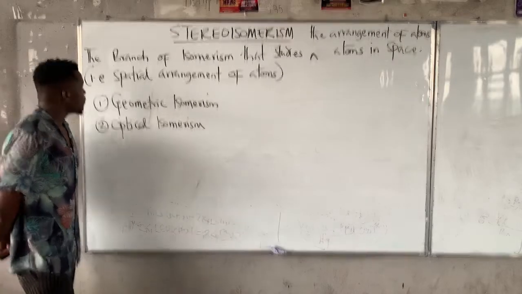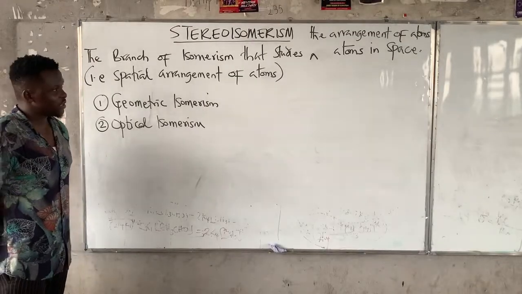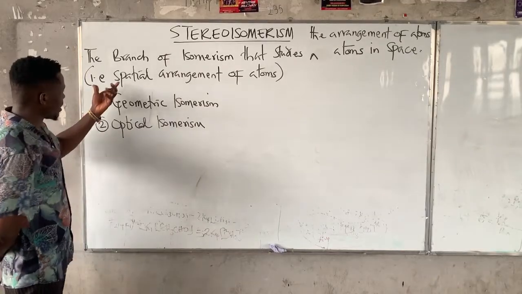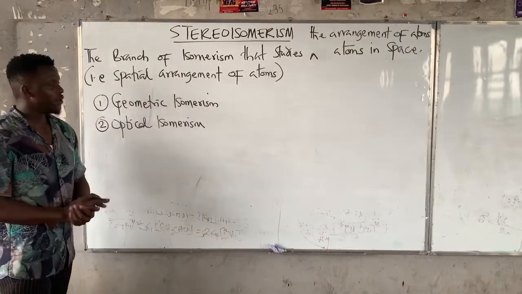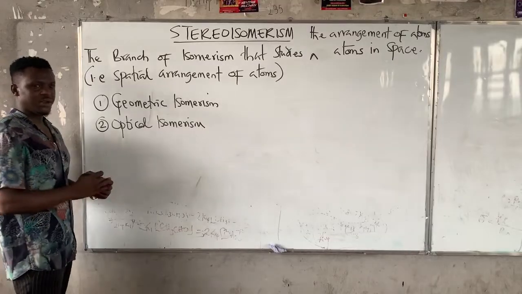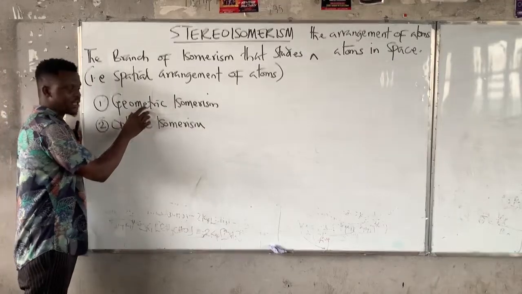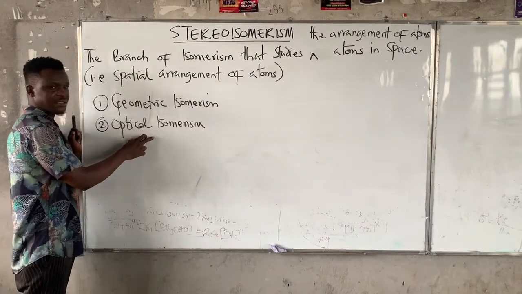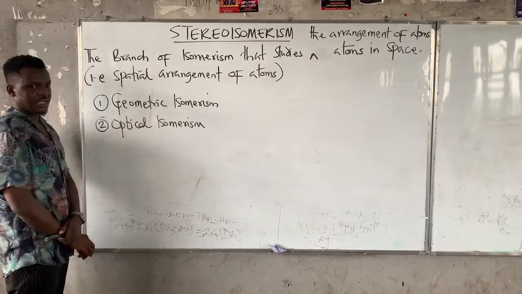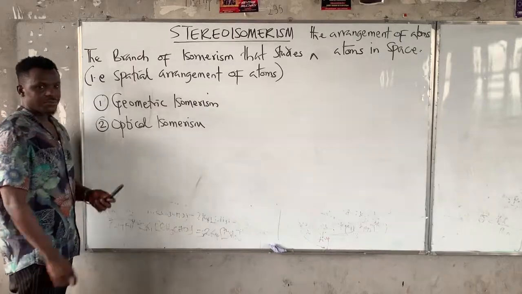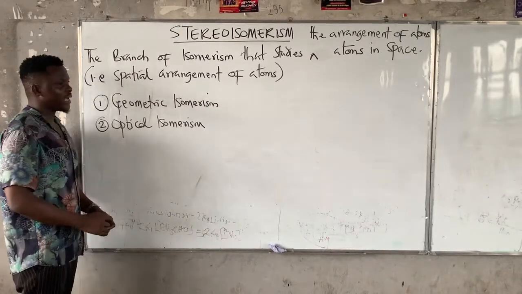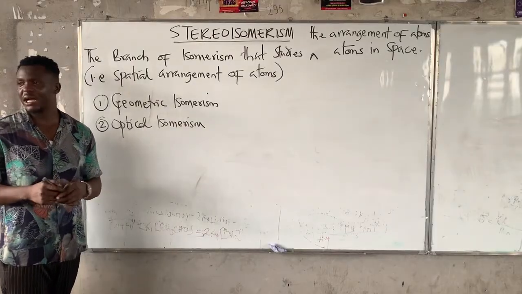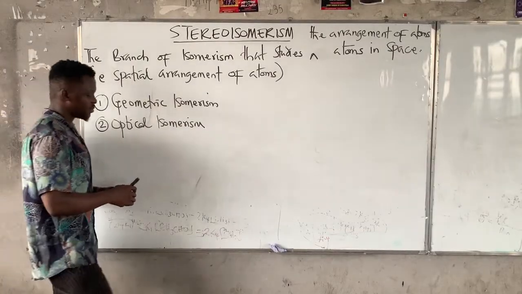Stereo isomerism is a branch of isomerism that studies the arrangement of atoms in space, in other words, the spatial arrangement of atoms. We have two major types of stereo isomerism: the geometric and the optical. I want to start with the optical first, and later we'll look at geometric. So let's look at what optical isomerism is and how we can solve questions regarding optical isomerism.